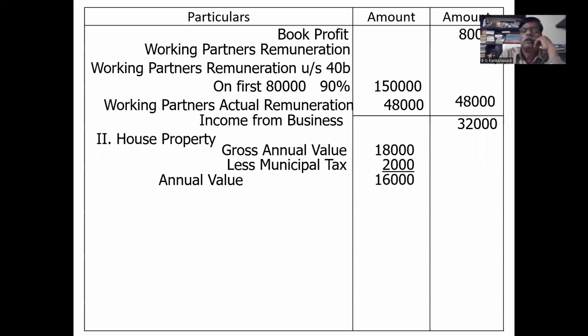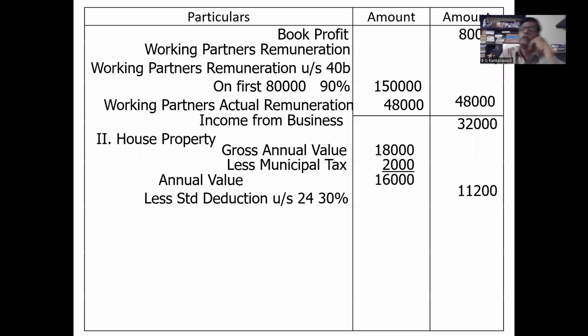Annual value. Then deduct standard deduction under section 16. That is 30%. If you deduct 30%, that is 4,800. Your answer is 11,200. 11,200 is the income from house property. Income from house property. You make it very detailed. Okay, income from house property.